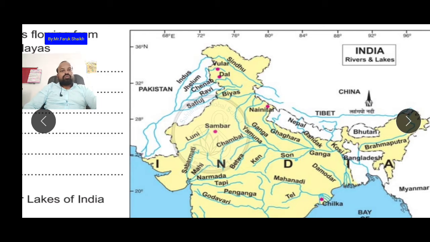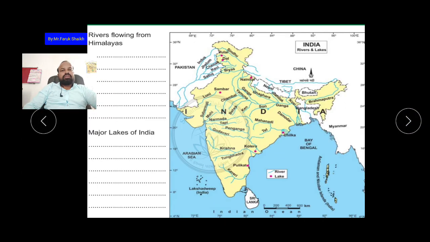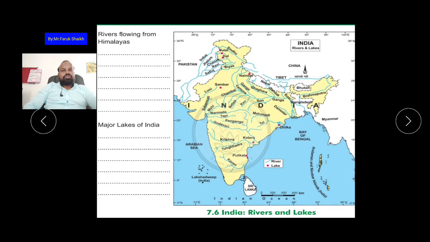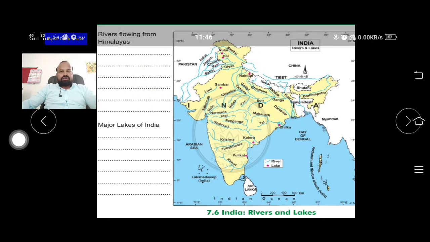The Vular and the Dal are lakes. Nainital is also a very good place for the summer. Ghaghra, Ganga, Yamuna, Brahmaputra and Kosi are all rivers flowing from the Himalaya. So what is the question? Write the names of the rivers flowing from the Himalaya that are given here. Okay, that question is over.